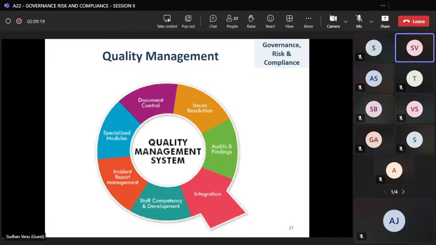So the quality management will be distinct for document control, issue resolution, auditing and findings, integration, staff complaints and development, and incident report management, specialization modules. So these are the 7 factors that we will be handling for quality management, in the form of quality, in order to achieve all the scenarios.